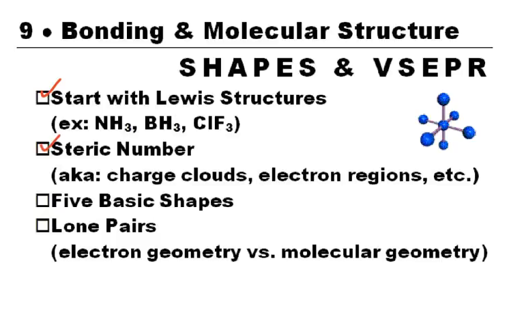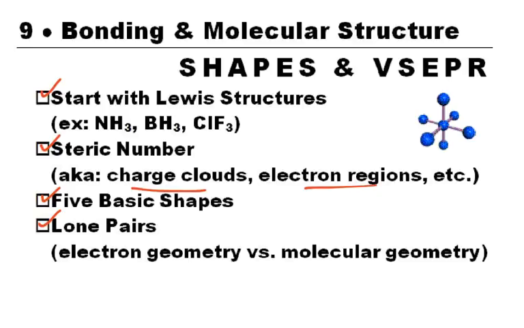Next, we're going to do something called the steric number, and different people call this different things. We might call it charge clouds or electron regions. We will define our steric number. And then there are 5 basic shapes, based on the different steric numbers, and you have to know those shapes, and then you have to visualize, well, what would we call the molecule if it had lone pairs?